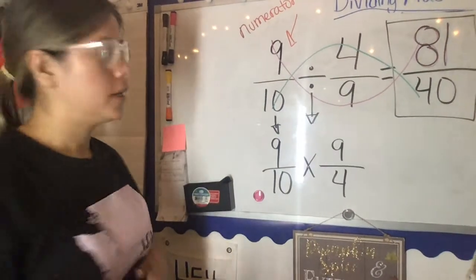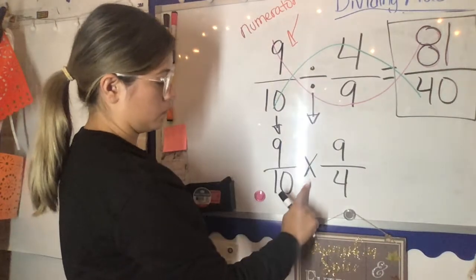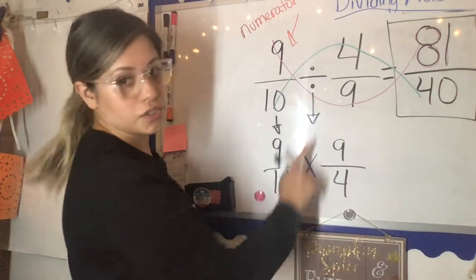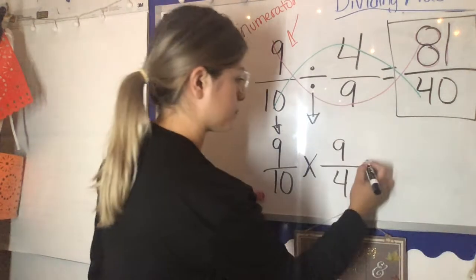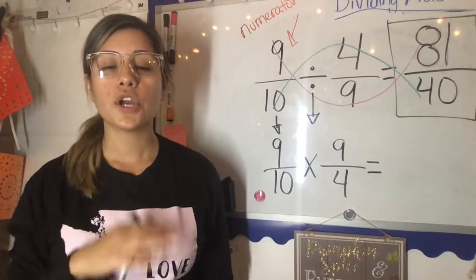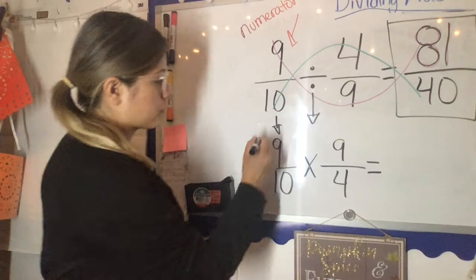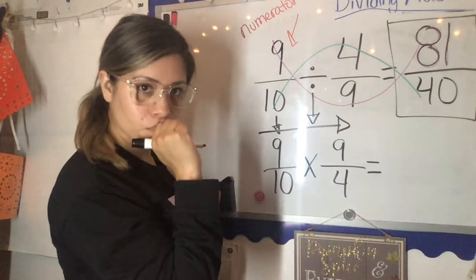Okay, so it's keep it, because you're keeping the 9/10. Switch it from division to multiplication, flip it, flipping your numbers. And just the way you would multiply regular numbers, you're going to multiply straight across. Okay, boys and girls, help me out from left to right. What is 9 times 9? You got it right.